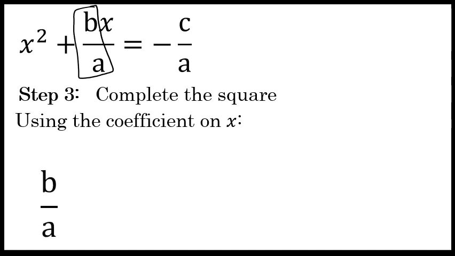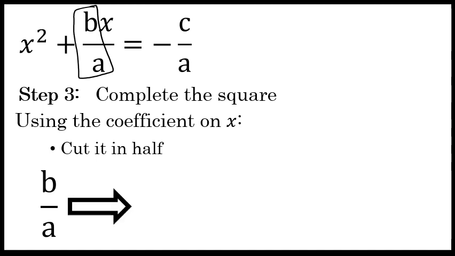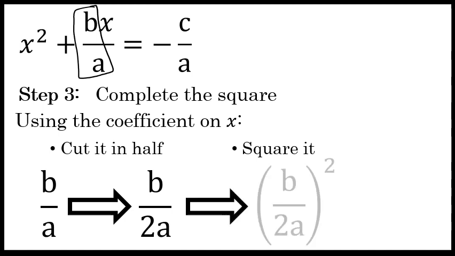I'm going to take that coefficient b over a and do two things to it. First, I'm going to cut it in half. You can cut any value in half by simply multiplying it by 1/2. b over a times 1 over 2 would be b over 2a. Half of b over a is b over 2a. The second thing I'll do to that coefficient after I've cut it in half is square it. I'll take b over 2a, square it, and express that as b over 2a squared.